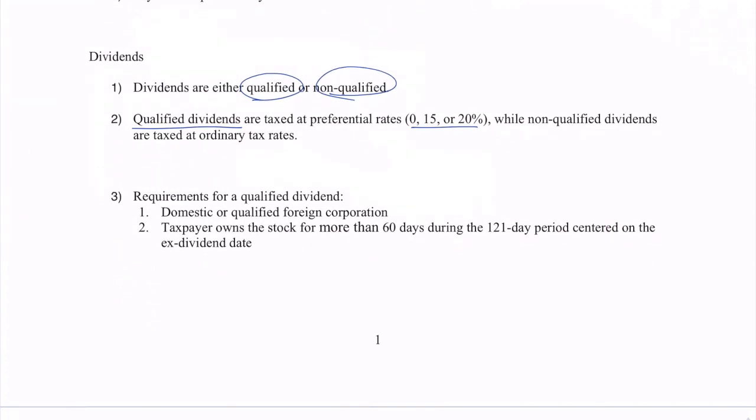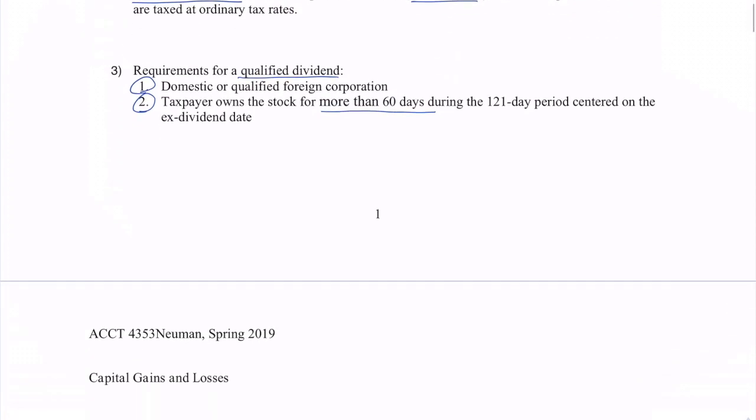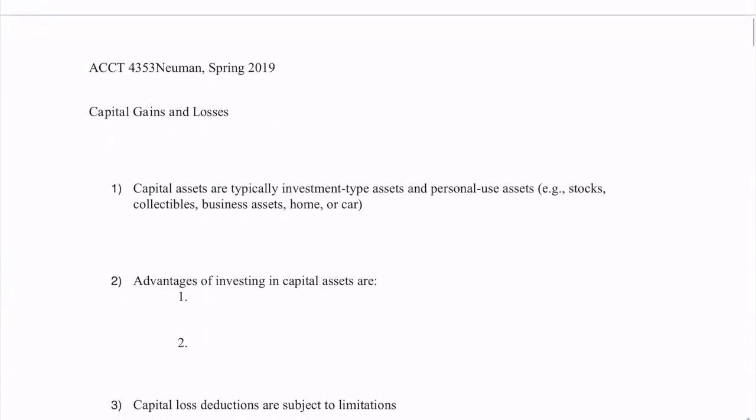Requirements for it to be a qualified dividend: first, it has to be a domestic or qualified foreign corporation, and the taxpayer has to own the stock for more than 60 days during the 121-day period centered on the ex-dividend date. There's a good illustration in your textbook of what that means.